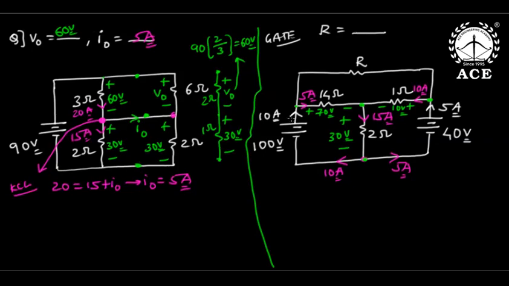Now out of 10, 5, and so this also has to be 5. Out of 10, 5, and this has to be 5. 5 plus 5, 10. So happily I can write a KVL.